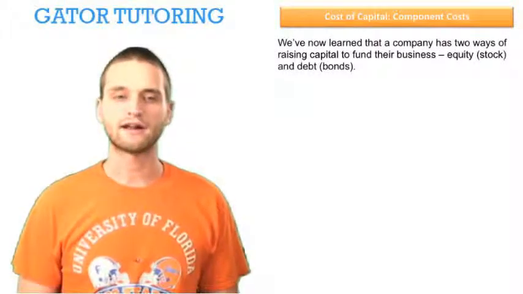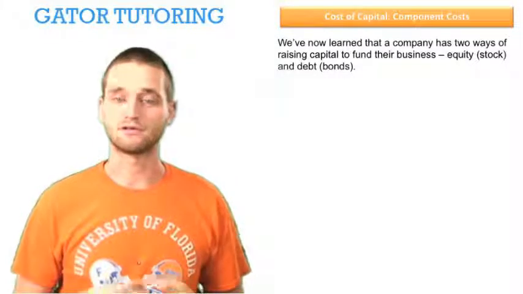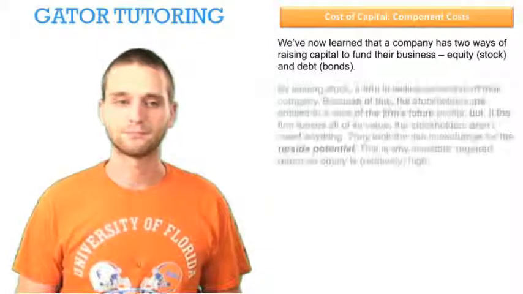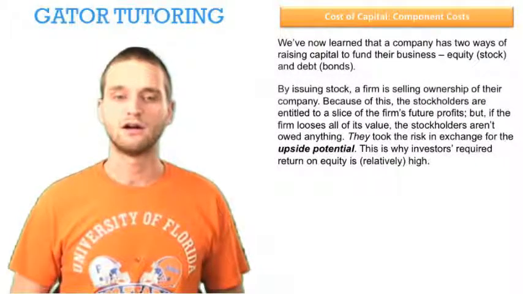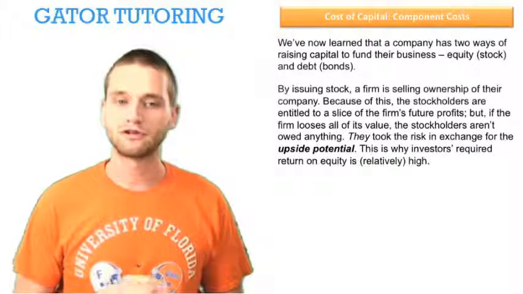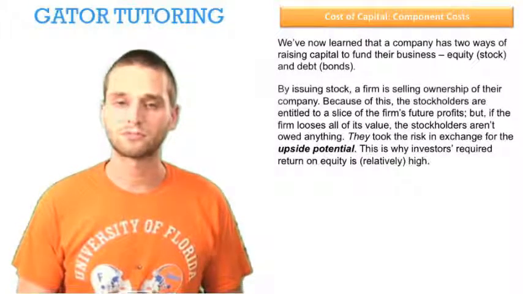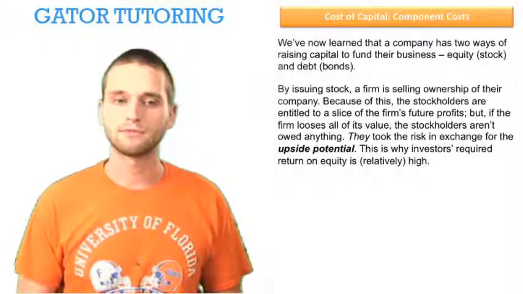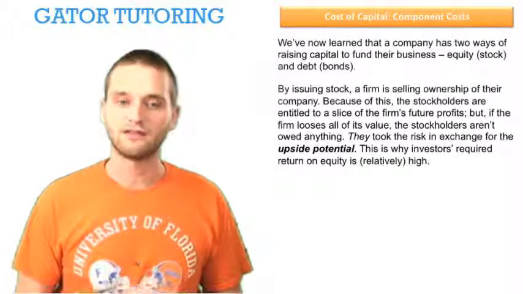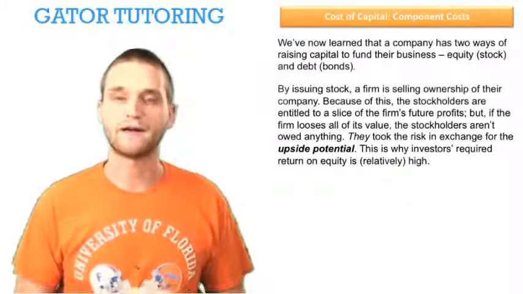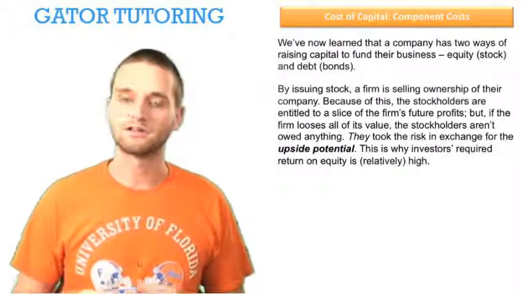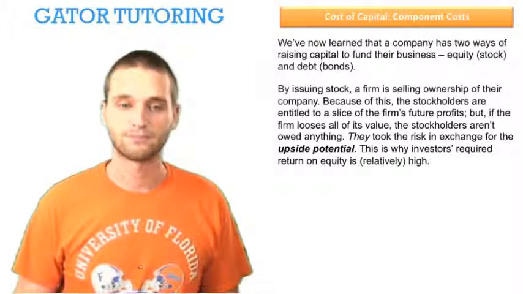So we've now learned that a company has two ways of raising capital to fund their business: equity or stock, and debt or bonds. By issuing stock, a firm is selling ownership of their company. Because of this, the stockholders are entitled to a slice of the firm's future profits. But if the firm loses all of its value, the stockholders aren't owed anything. They took the risk in exchange for the upside potential. This is why investors' required return on equity is relatively high, because of the risk.